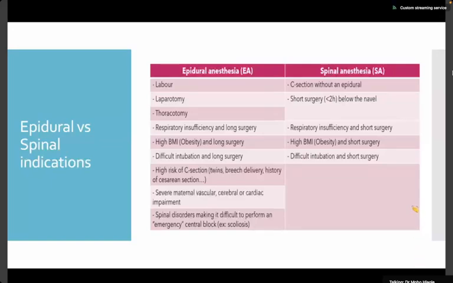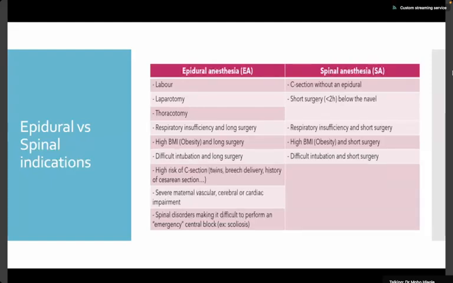And you know that the operation will be for a very long period of time. Patients with high BMI and also on long surgery, patients who you know it's going to be a difficult intubation and the surgery is also going to be long. Patients with high-risk pregnancies, Caesars, you can also consider epidurals. Severe maternal vascular, cerebral, or cardiac impairment, spinal disorders where they have scoliosis, you can also consider it as well.